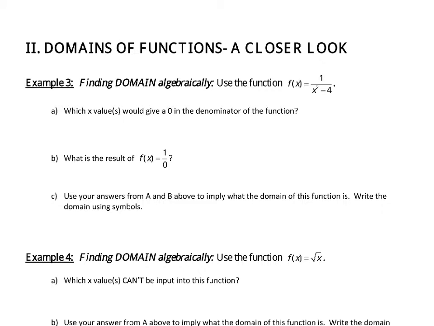Part B then says, what is the result? What happens if you have 0 in the denominator? What's unique about that?